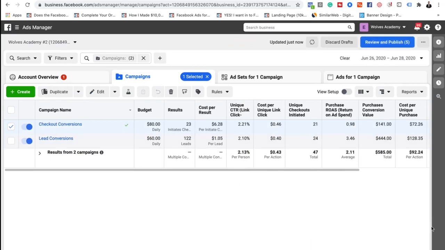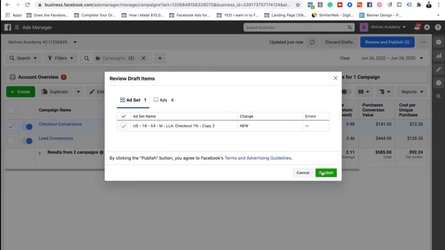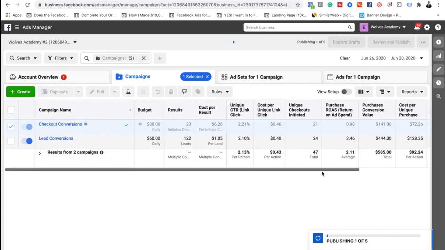With that being said, I'm going to review and publish. And then as this campaign moves along, we're going to continue to make changes and some data-driven decisions.